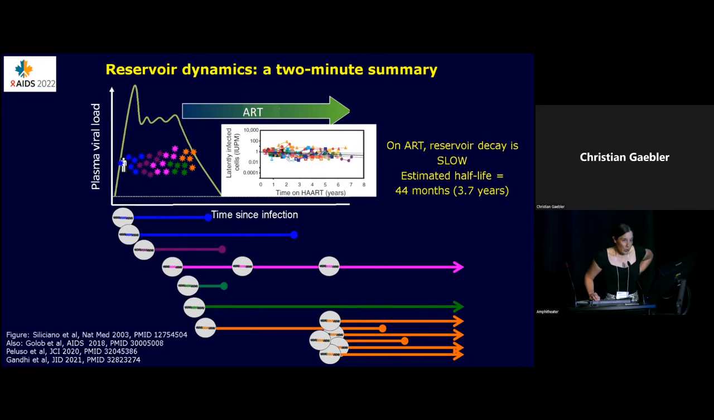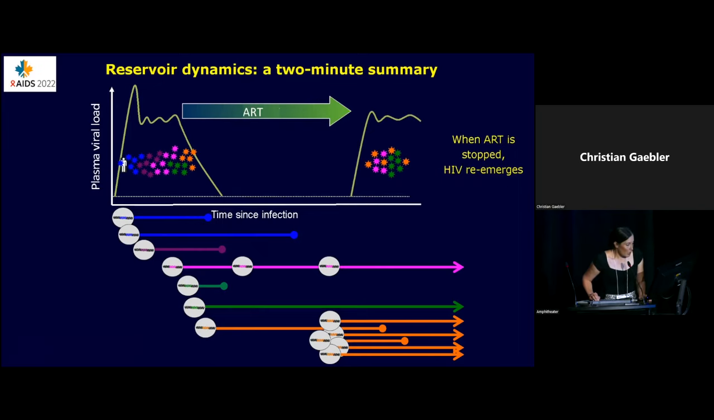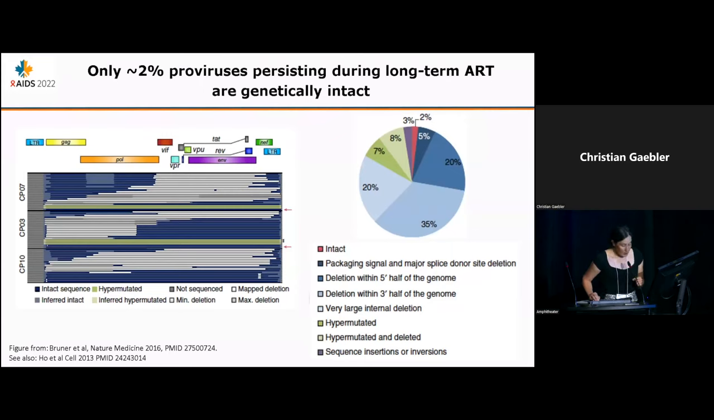We also know that as soon as you initiate antiretroviral therapy, after that, the rate of reservoir decay is very slow, with a half-life of about 4 years. Nevertheless, when ART is stopped, HIV will nevertheless reemerge, usually in a matter of weeks. The other thing that we've learned in the past 5 to 10 years is that only a very small proportion of proviruses that persist during long-term ART are genetically intact. 95 to 98% of these viruses are genetically defective, usually because of the presence of very, very large deletions, but there's also hypermutations and other defects.